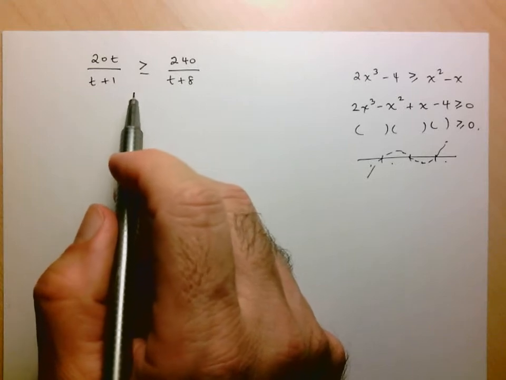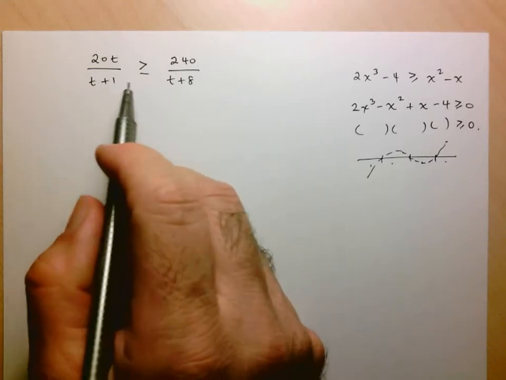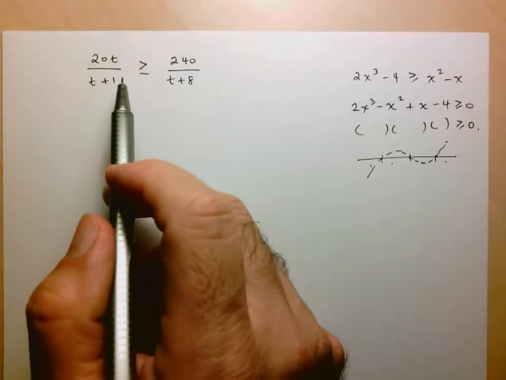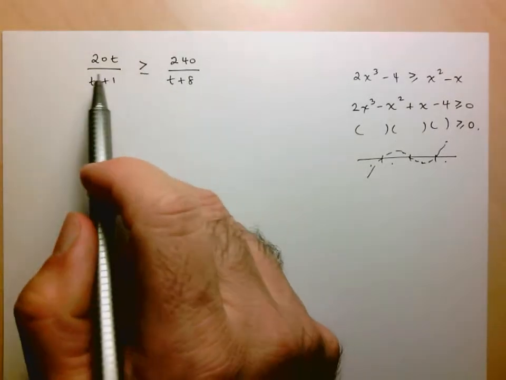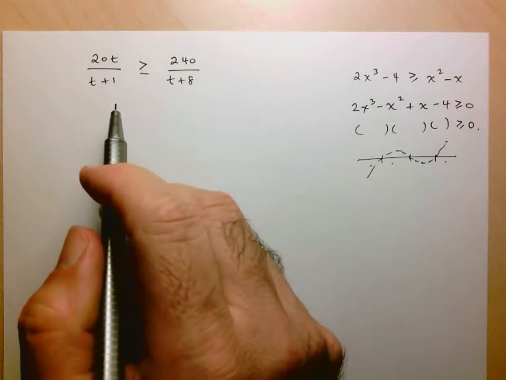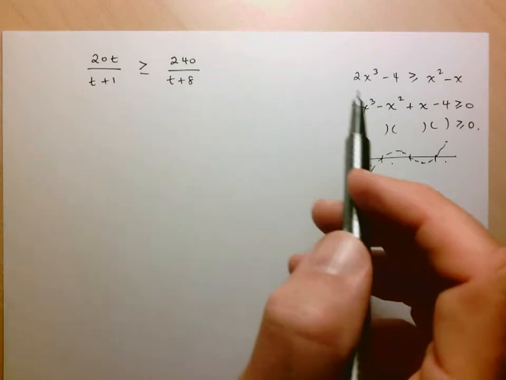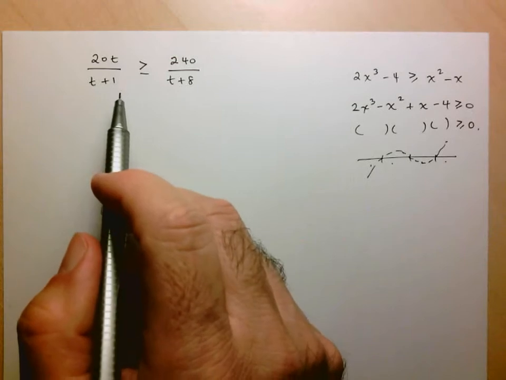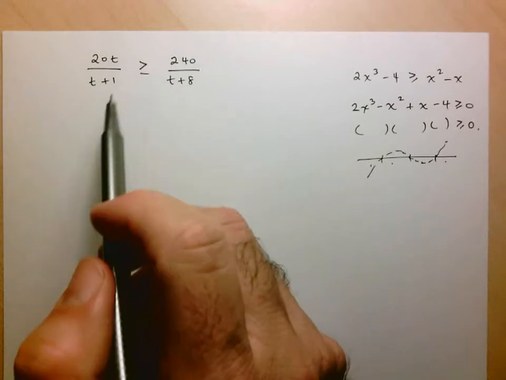So the question is, can we apply our methods for solving a rational equation to solving a rational inequality? Now if this was a rational equation, so if this was an equal sign here, the way in which we would solve this is to just get rid of those denominators by multiplying both sides of the equation by t plus 1 and t plus 8. And then we would generate a polynomial equation and solve it that way.